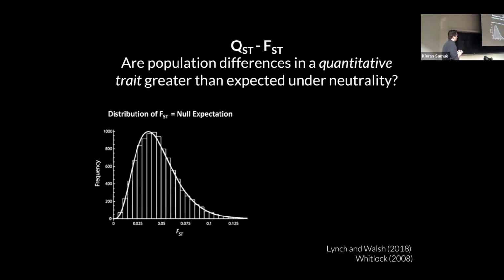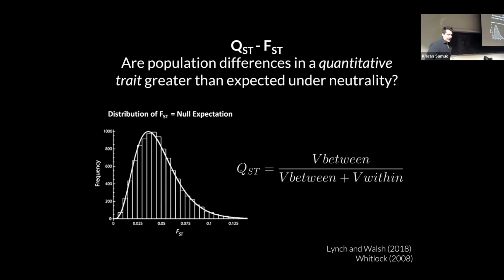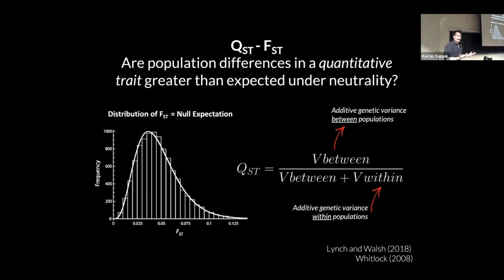The idea here is we build some distribution of FST between the populations using genetic markers, which serves as a sort of null distribution of what we might expect allele frequency differences to look like between populations. We then compute an analogous measure called QST that relates quantitative genetic variation within and between populations. So it's basically a quantitative genetic version of FST. The trick is we're placing the variance in a quantitative trait on the same scale as FST, which allows us to compare this QST value to the FST distribution.